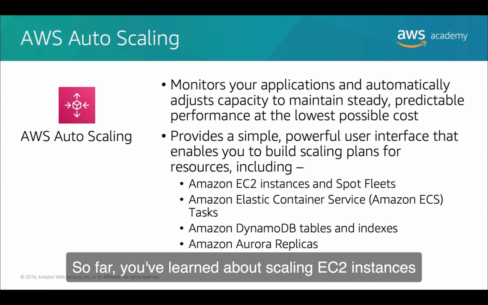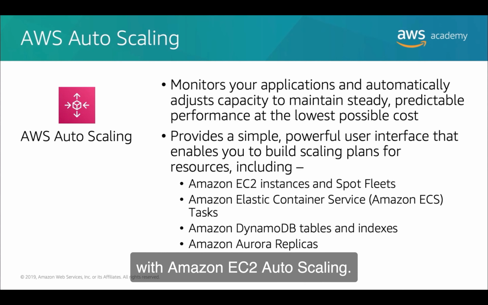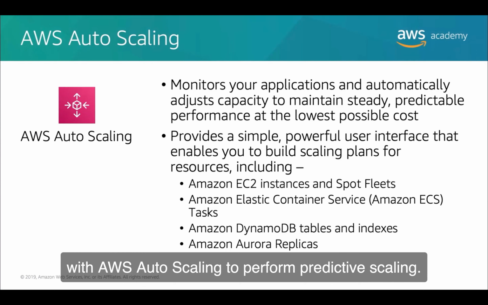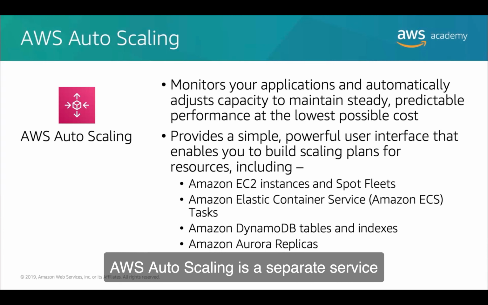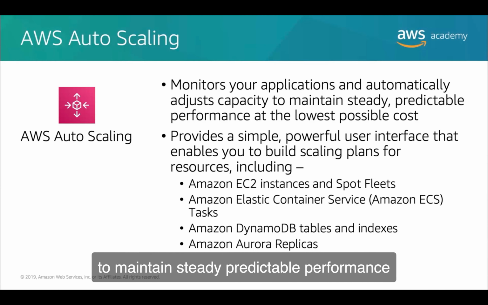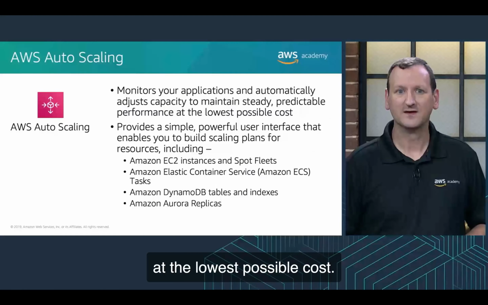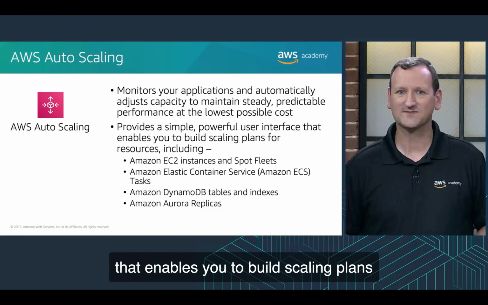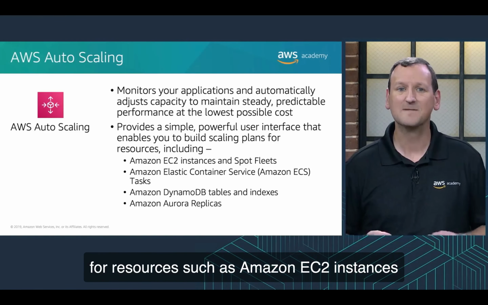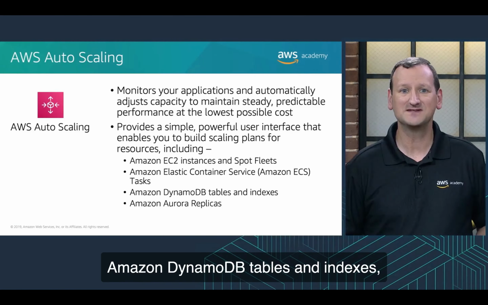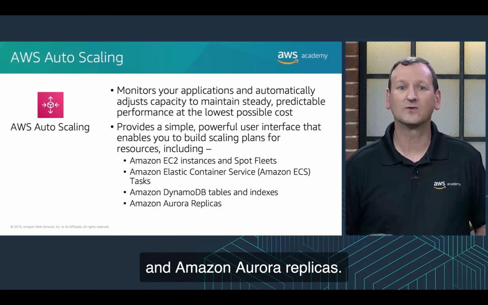So far, you've learned about scaling EC2 instances with Amazon EC2 Auto Scaling. You also learned that you can use Amazon EC2 Auto Scaling with AWS Auto Scaling to perform predictive scaling. AWS Auto Scaling is a separate service that monitors your applications. It automatically adjusts capacity to maintain steady, predictable performance at the lowest possible cost. The service provides a simple, powerful user interface that enables you to build scaling plans for resources such as Amazon EC2 instances and Spot Fleets, Amazon Elastic Container Service, Amazon DynamoDB tables and indexes, and Amazon Aurora replicas.